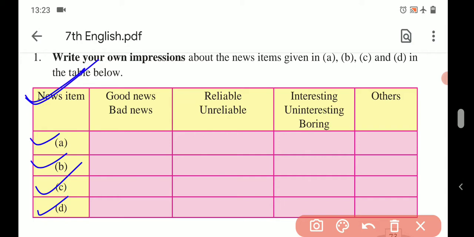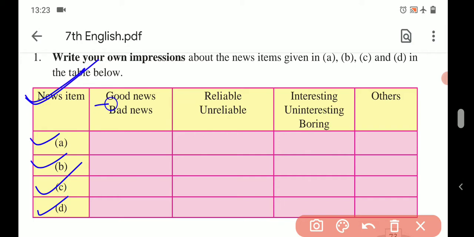Next is unreliable, that is believable or unbelievable that we have to write. Next is interesting, uninteresting or boring. You have to choose any one out of these things for each news item, and other, your other remarks. Let us see one of the examples. News item A. What is its title? That is closed shoes not allowed in examination hall, right?